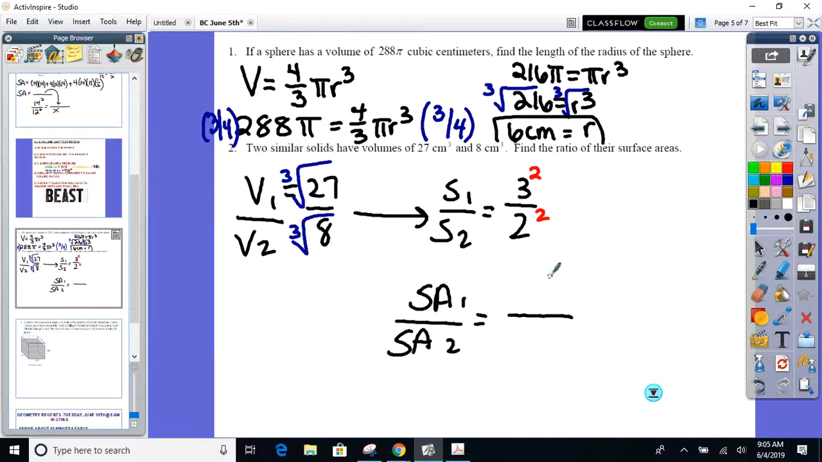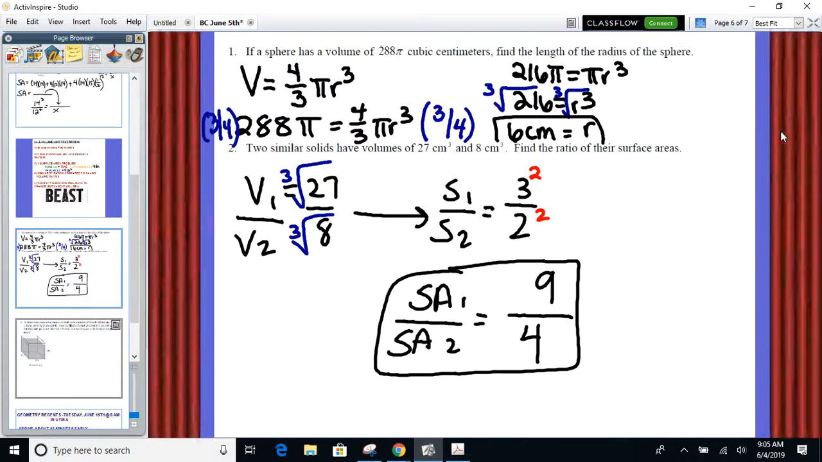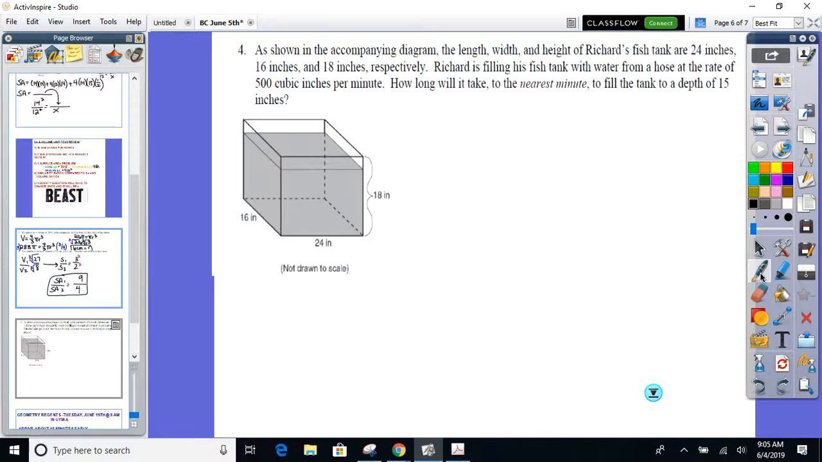So we're looking at a surface area of 9 over 4. And one more, go down to the bottom of the page. We're going to fill up the fish tank. Richie here. Oh, hi, Emma. Sorry. Nope. Don't worry about units. Good question. Don't worry about units.